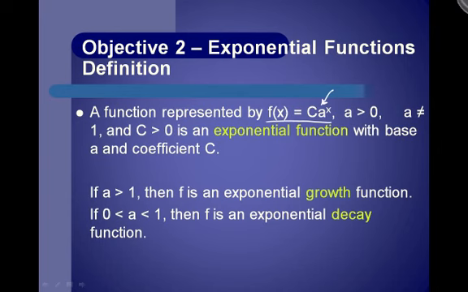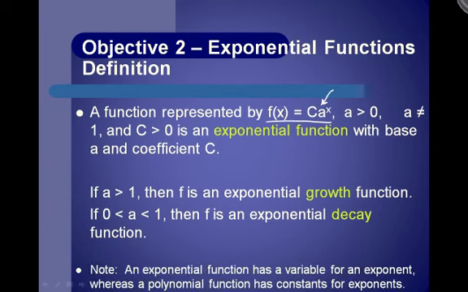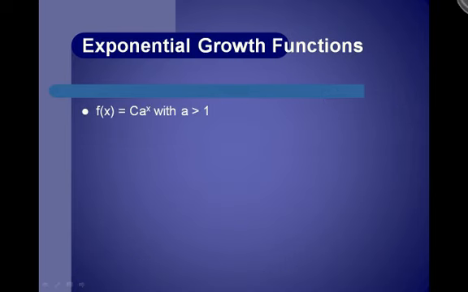is a decay function. Just as a note, an exponential function has a variable for an exponent, whereas the polynomial functions that we've been doing have constants for exponents. So 3 to the x is an exponential function, but x to the third is a polynomial function. Let's talk about exponential growth functions first.